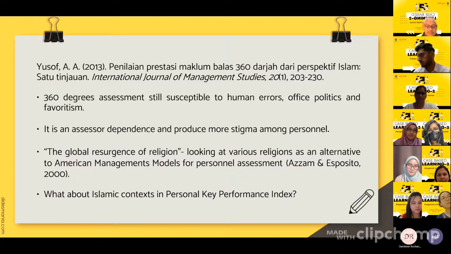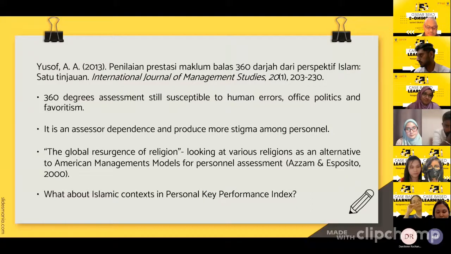Now, Abdul Aziz Yusuf, 2017, in his book 360 Degrees Assessment from the Perspective of Islam, mentioned that although 360 degrees assessment seems the future of KPI, it is still susceptible to human errors, office politics, and favoritism. He also mentioned that the drawback still falls on the assessors and can produce more stress to the personnel being assessed. Azam and Esposito et al.